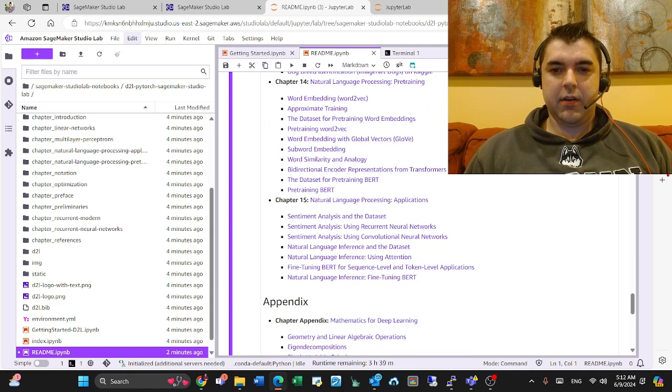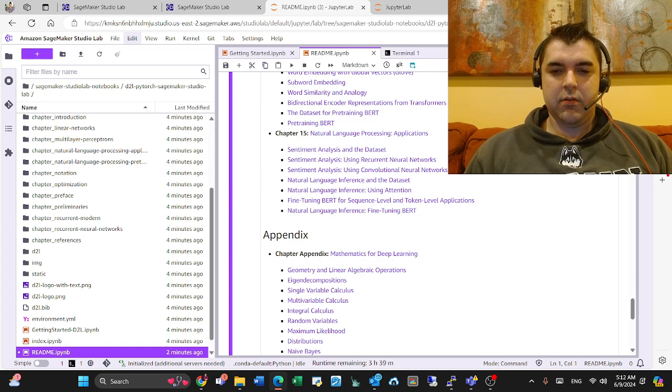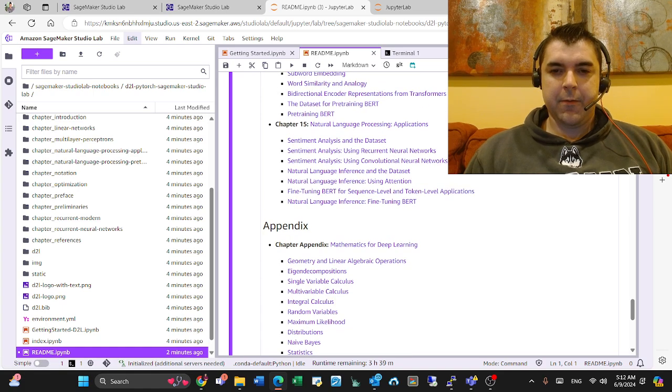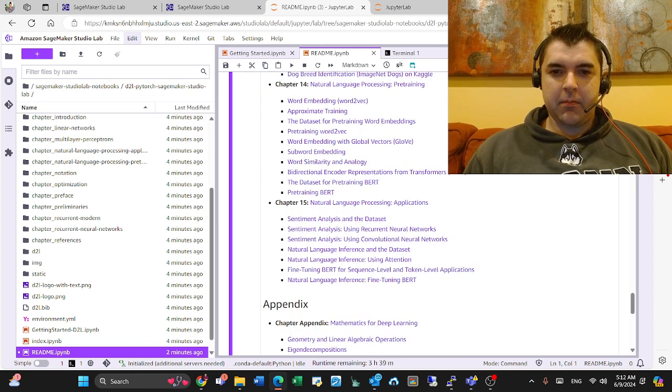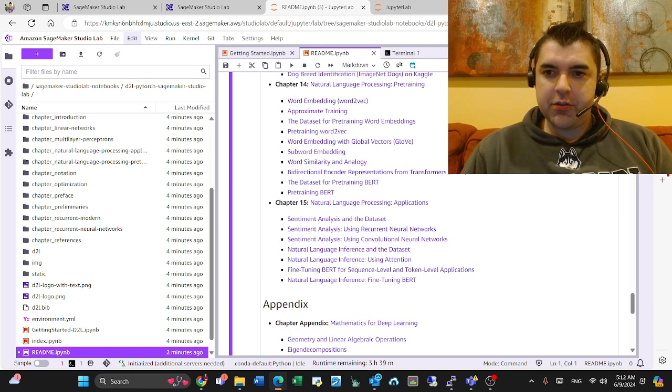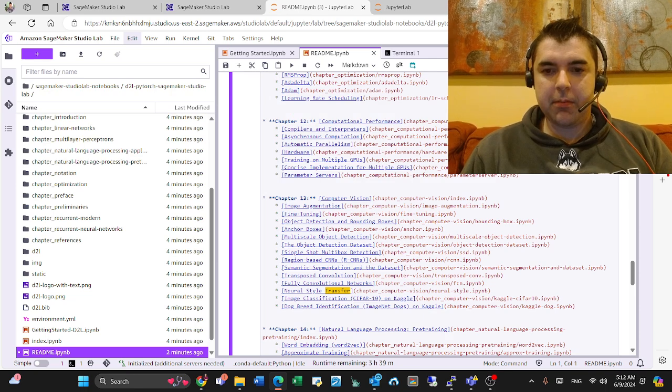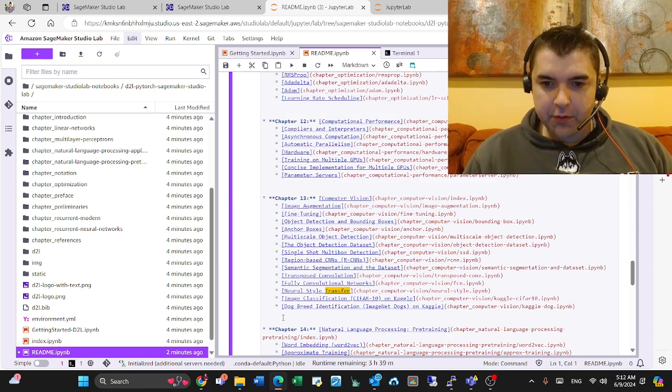Natural language processing. And then the last topic is fine tuning. They don't talk about pre-training or transfer learning. Yeah, transfer learning is so huge. I can't believe they don't. Oh, they do neural style transfer.